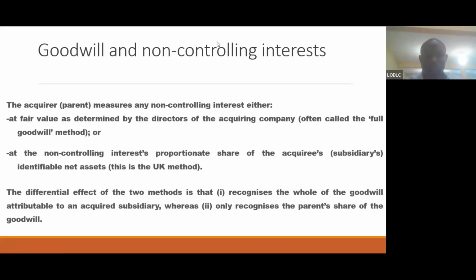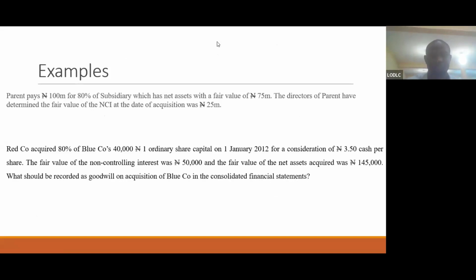So the differential effect of the two methods is that the first recognizes the whole of the goodwill attributable to an acquired subsidiary, whereas the second only recognizes the parent's share of the goodwill. So these are the examples, and the solution has been given in the manual. In the next lecture, there is a video where I've done a little calculation of this, so I will share it after the lecture.